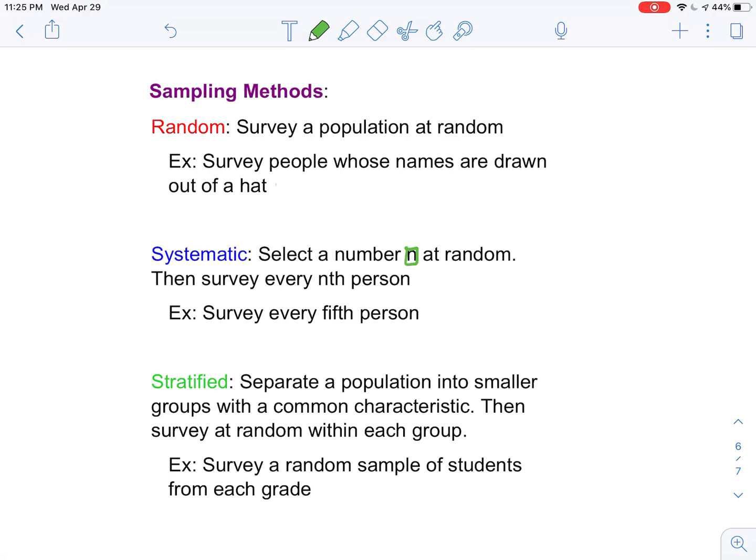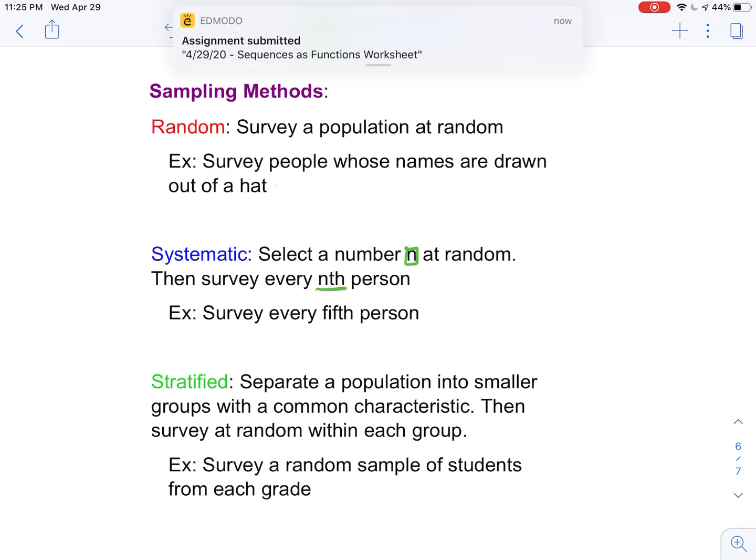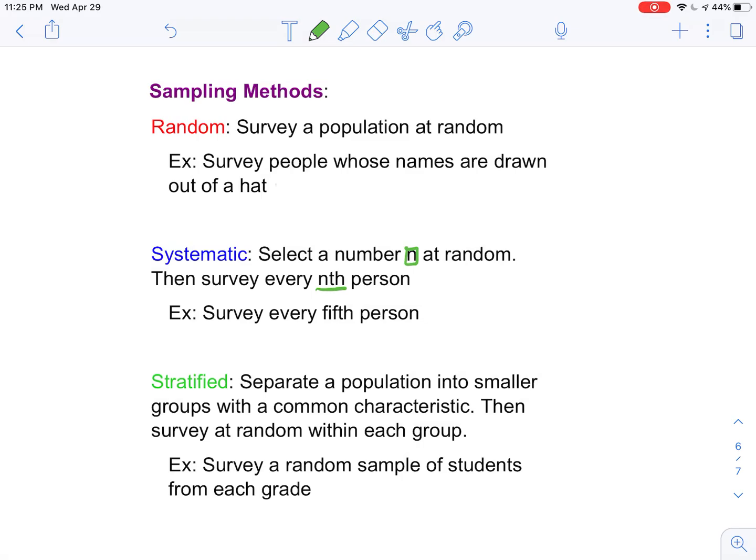Another method of sampling is something called systematic. So basically you pick a number, and we're going to call this number n, at random, and then survey every nth person. For example, we can survey every fifth person that walks into the cafeteria in the morning before school, right? That will give me a good idea of the types of students. It will give me a random set of students that would be a good representation of the school at large.